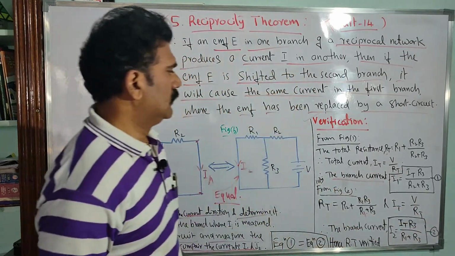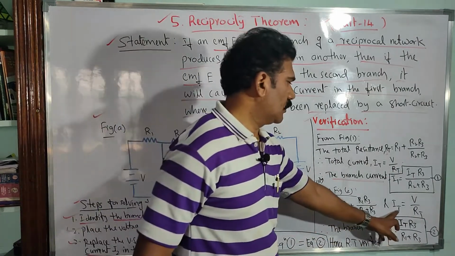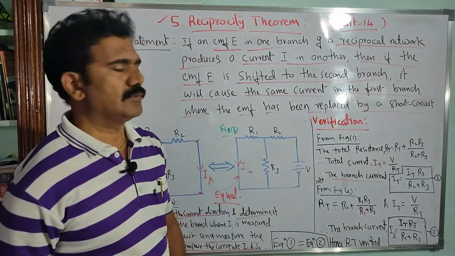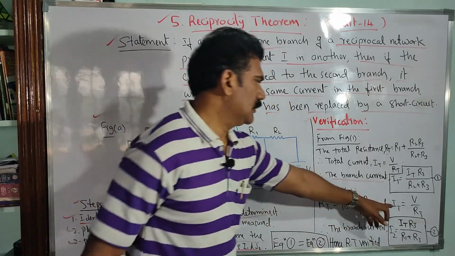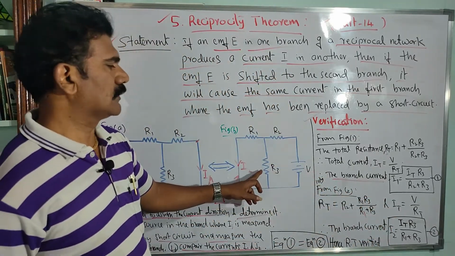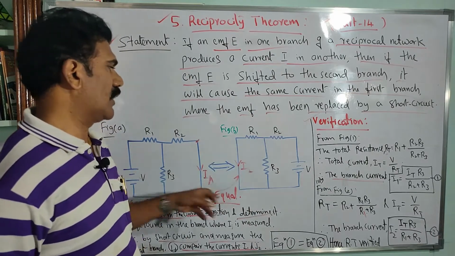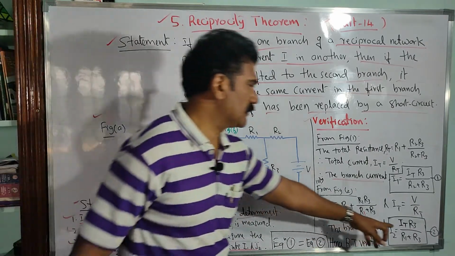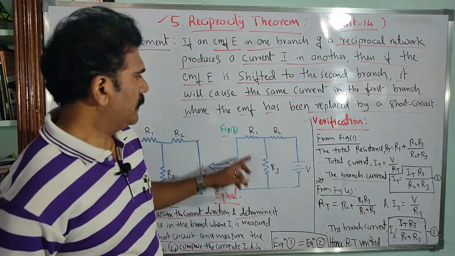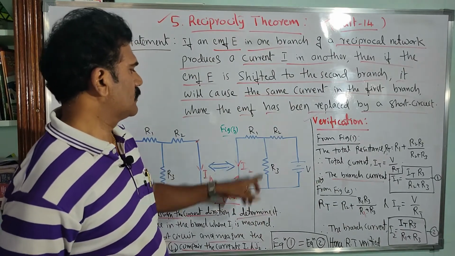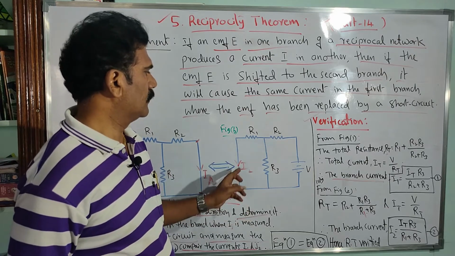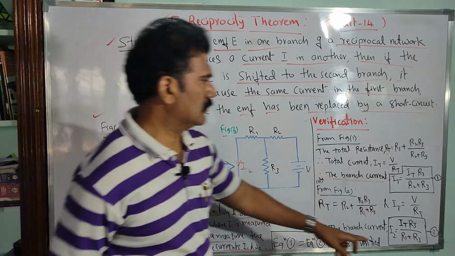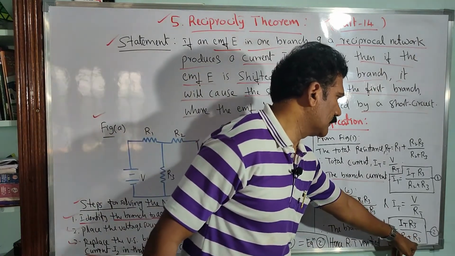Once you know the total current, calculate the branch current as usual. So I2 is equal to the total current and the resistance R3, because R3 is common in both circuits, divided by the resistance in this loop where you are calculating the current, which is R1 plus R3. That's it.